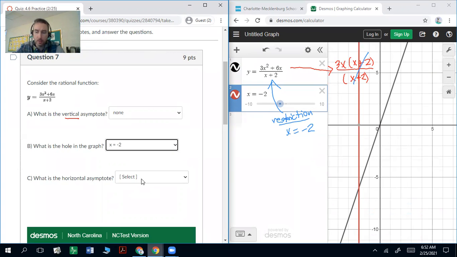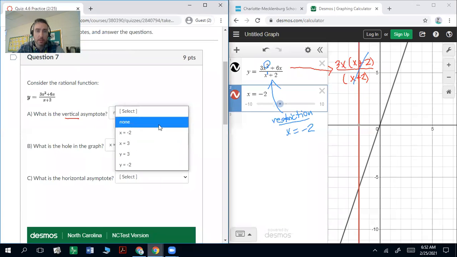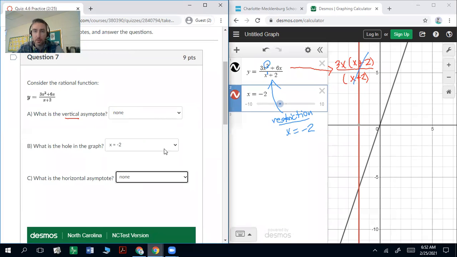And horizontal asymptote, well, since the degree here is larger than the bottom, it's not going to have one. As you can see, it's a diagonal line. So this also has no horizontal asymptote as well as no vertical. So it just has a hole in the graph at -2.